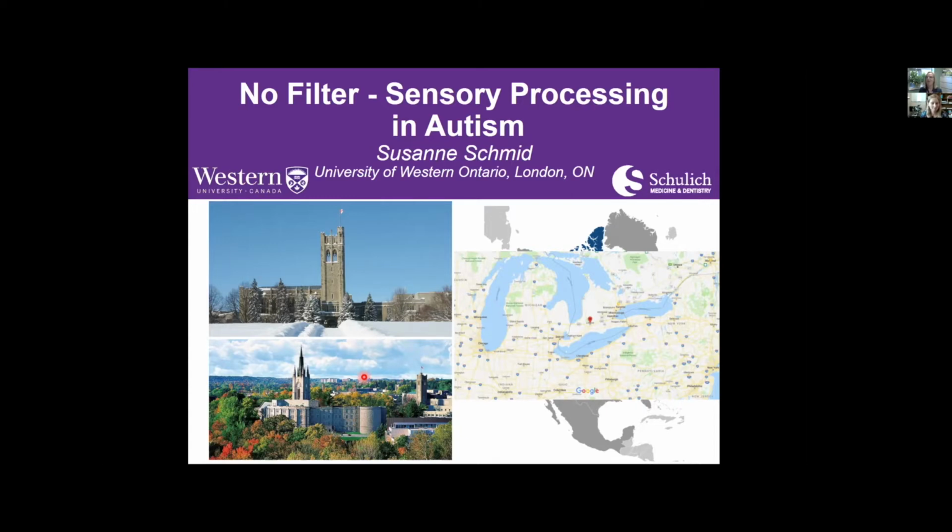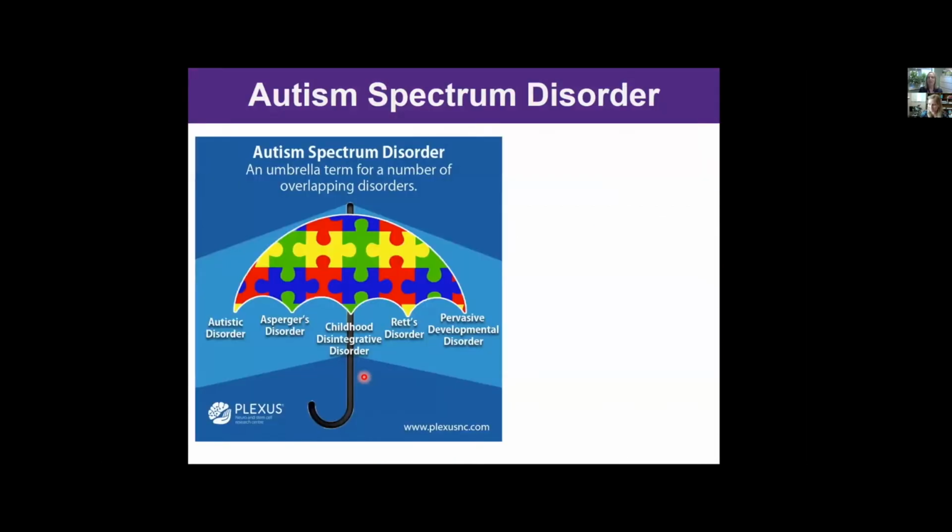So with that out of the way, let's first start with autism. I'm aware that you had Chris Rowan giving a talk in September who talked a little bit about autism already. So very, very briefly only, autism spectrum disorder, that's how it's called today, is an umbrella term for a number of overlapping disorders, including autistic disorder, Asperger's, Rett syndrome, and other, again, overlapping disorders.